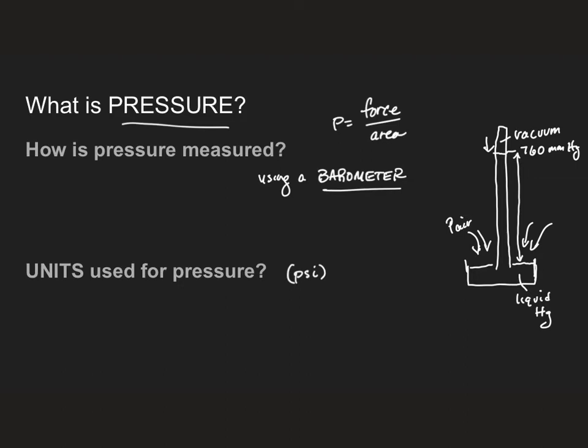Originally the height of the mercury was measured, and that was an actual pressure unit. If the pressure of the air went up, the mercury column went higher, and vice versa. And so this was a very useful way of measuring pressure.